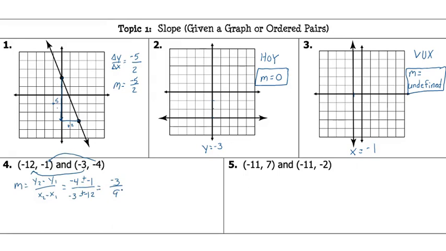Now, slope should always be in simplified form. -3 over 9, these will both divide by 3. So that means that we have a slope of -1/3.